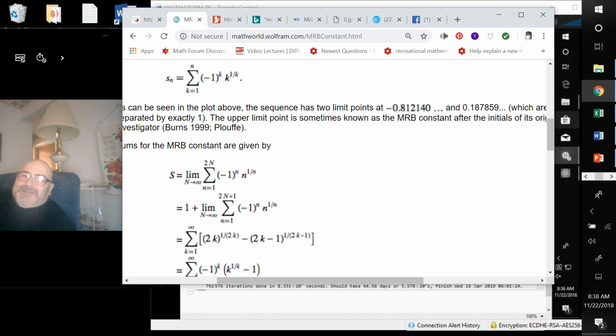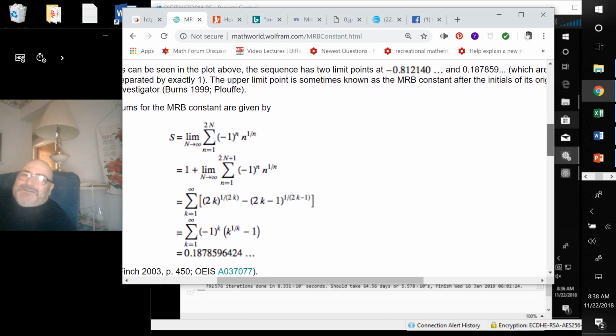And that's what he has here in this third line. S of n equals the first one, equals this 1 plus this 1 on the second line, equals the sum of these even n to the power of 1 over even n minus the odd n to the power of 1 over the odd n, or equals the sum of 2k to the power of 1 over 2k minus (2k minus 1) to the power of 1 over (2k minus 1) as k goes from 1 to infinity.